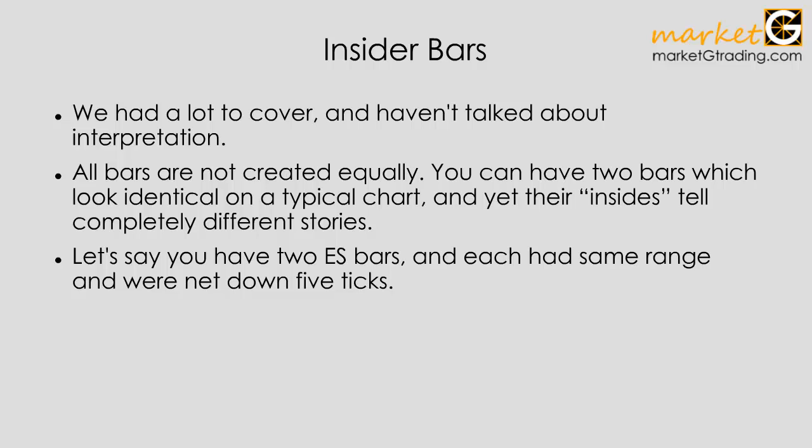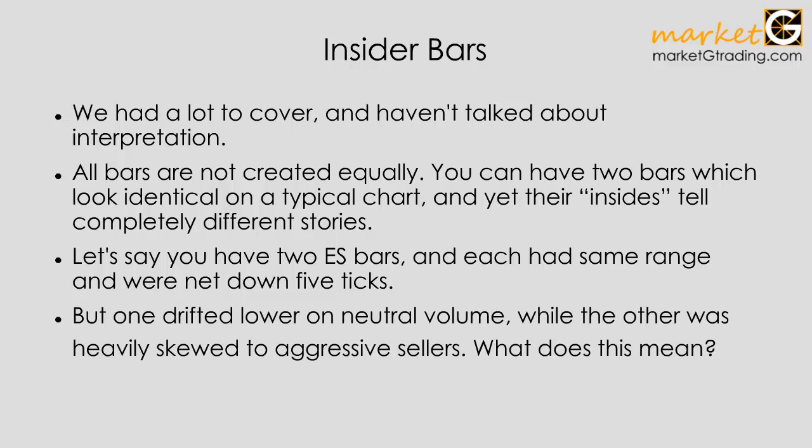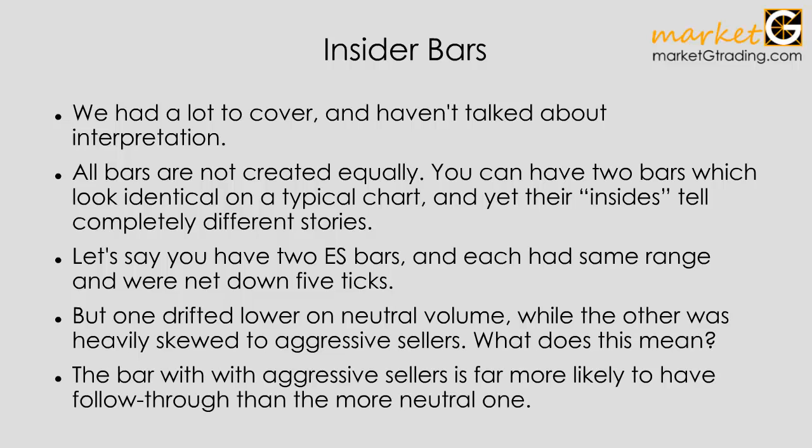Let's say you have 2 ES bars, ES futures bars, and each have the same range and were net down 5 ticks. But one drifted lower on neutral volume while the other was heavily skewed to aggressive sellers. What does this mean? The bar with the aggressive sellers is far more likely to have follow-through than the more neutral one.